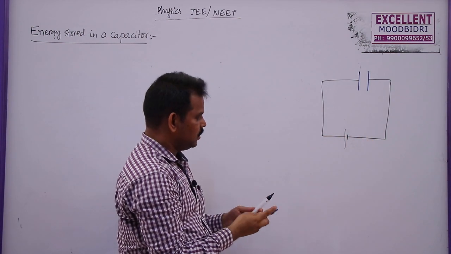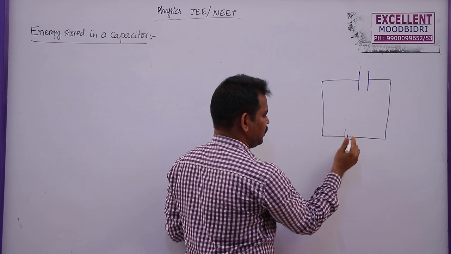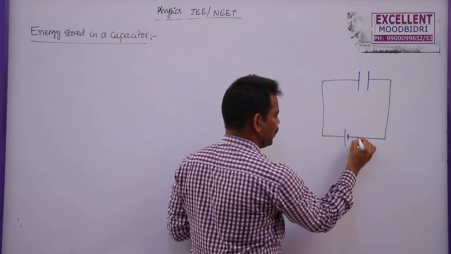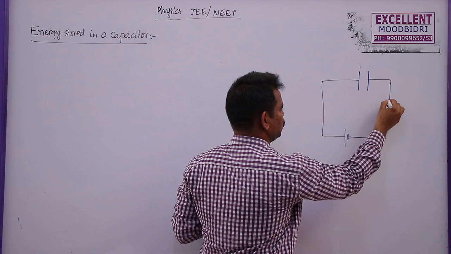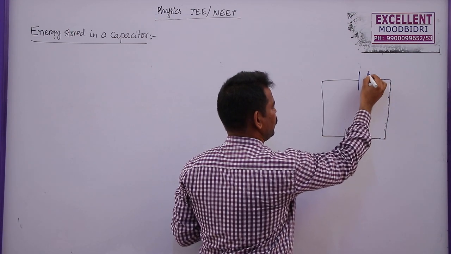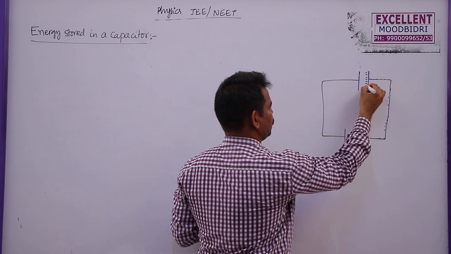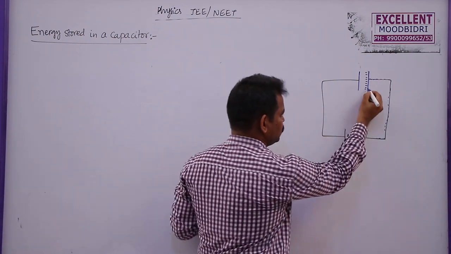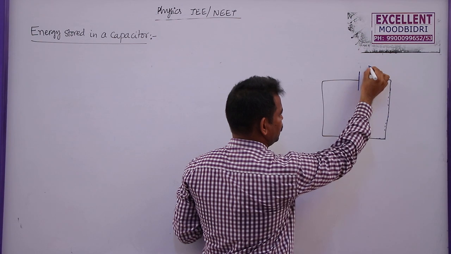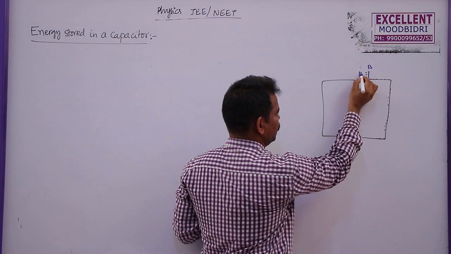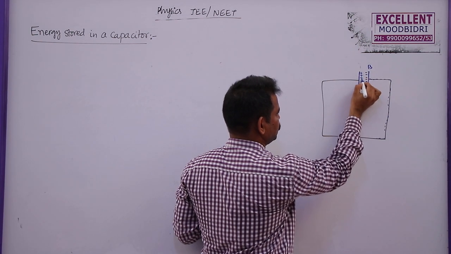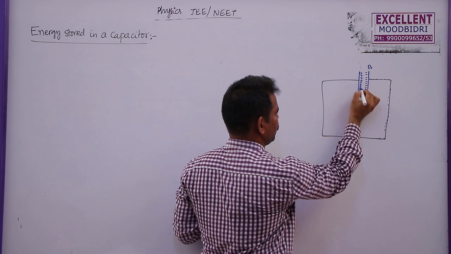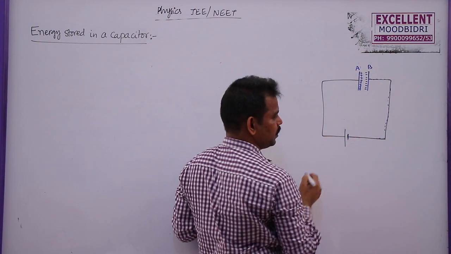Generally what happens, the electrons from the battery's negative terminal will travel through the wire, and they will be accumulated here. So this will get a negative charge. But due to induction, the negative charge on this plate B, or second plate, will induce an equal and opposite positive charge on plate A. So this is plate A.